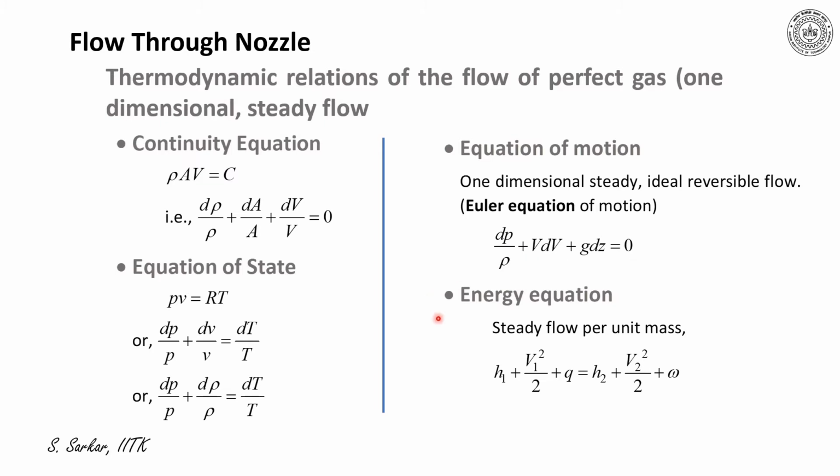Similarly, the energy equation for steady flow per unit mass between the two state points 1 and 2 can be given as h1 plus V1 squared by 2 plus q is equal to h2 plus V2 squared by 2 plus w. Here change in potential energy is neglected. Thus h stands for the enthalpy, V is the velocity, q is the heat added per unit mass. Similarly, w is the work transfer per unit mass. So this is the steady flow energy equation per unit mass.